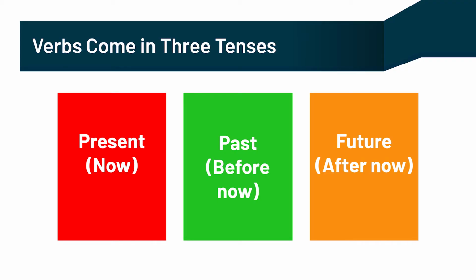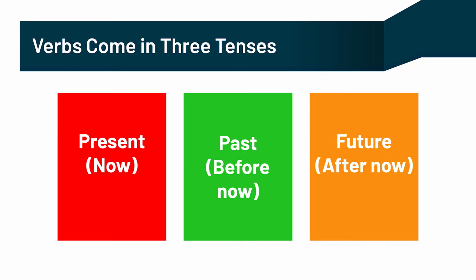Verbs come in 3 tenses: present, past, and future. The present tense describes what is happening right now. I am talking to you right now. You are listening right now. Or what happens on a regular basis. I talk to my class every day. You listen to the teacher every day.